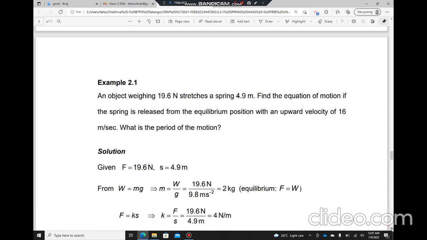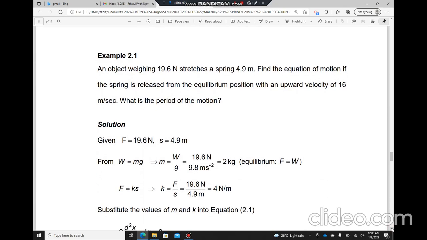Okay, so now we discuss example 2.1. Kita tengok example macam mana gunanya simple harmonic motion. An object weighing 19.6 Newton stretches a spring 4.9 meter. Find the equation of motion if the spring is released from the equilibrium position with an upward velocity of 16 meter per second. What is the period of the motion?